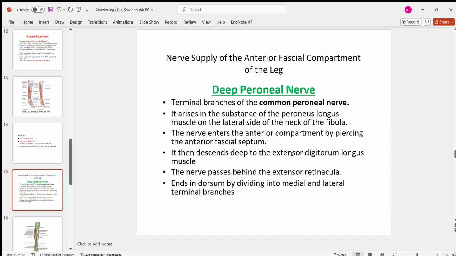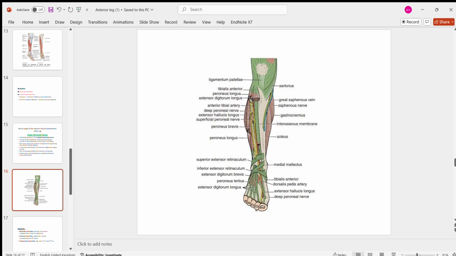The nerve supply of the anterior compartment is the deep peroneal nerve. The deep peroneal nerve is one of the terminal branches of the common peroneal nerve. The common peroneal nerve is coming from the sciatic nerve. So the sciatic nerve in the back of thigh gives the common peroneal and the tibial nerve. The common peroneal nerve at the level of the neck of fibula divides into a superficial peroneal and a deep peroneal nerve. The deep peroneal nerve we are going to discuss here because it is the nerve of anterior compartment of leg.